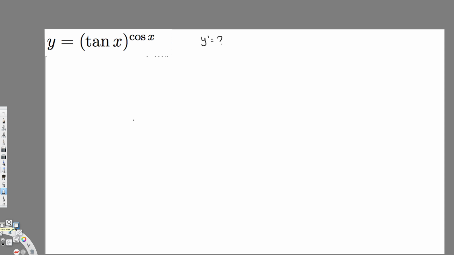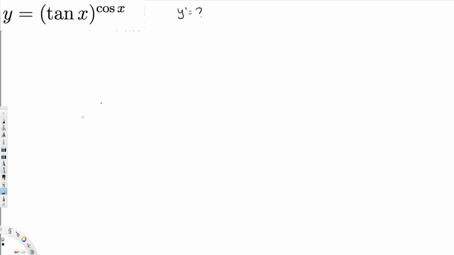We have this question right here. It's asking to find y prime. So since we have y is equal to tan x to the power of cos x, in this kind of question, the first thing we have to do is take ln on both sides. So ln y is going to be equal to ln of tan x to the power of cos x.